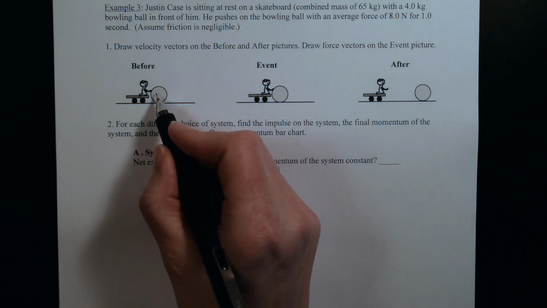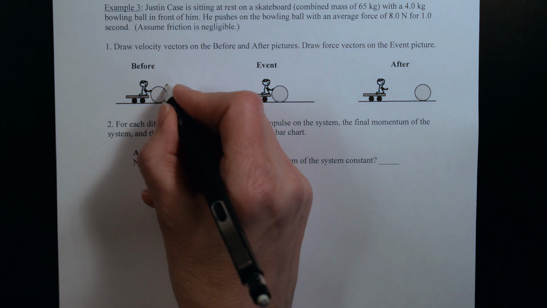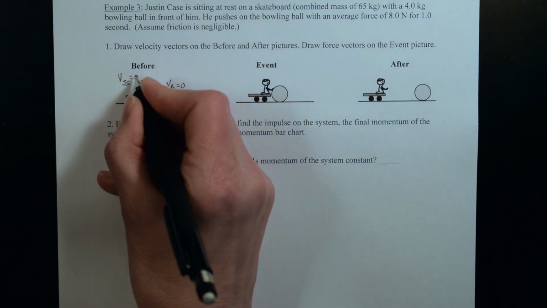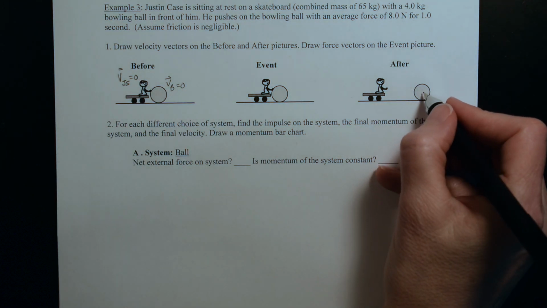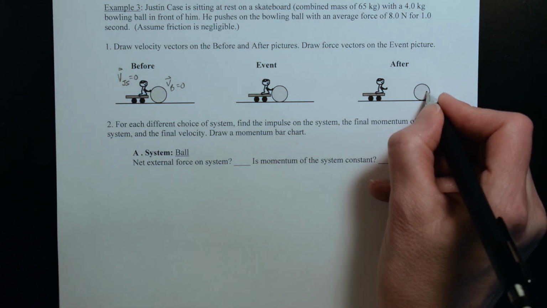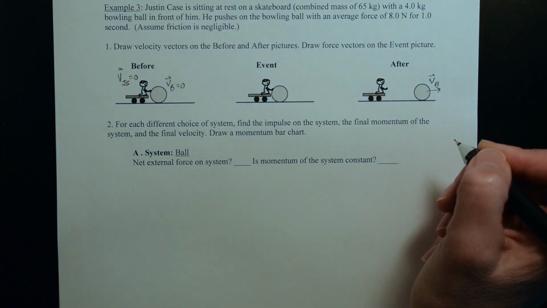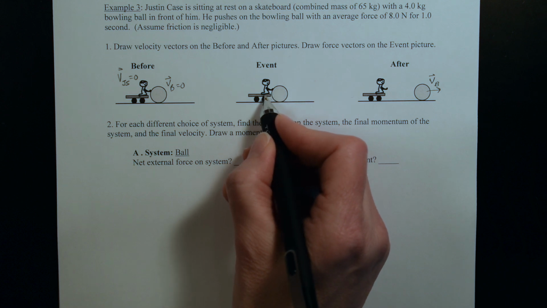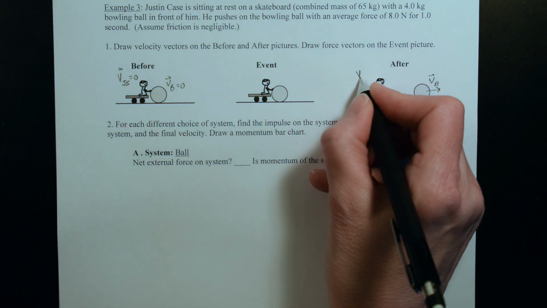So beforehand, it looks like everybody's at rest. So velocity of the ball equals 0 and velocity of Justin and the skateboard equals 0. Afterwards, what's going to happen? If he pushes on the ball, it is going to be moving to the right afterwards. And when he pushes on the ball, Newton's third law says the ball pushes on him, so he and the skateboard will be moving to the left.